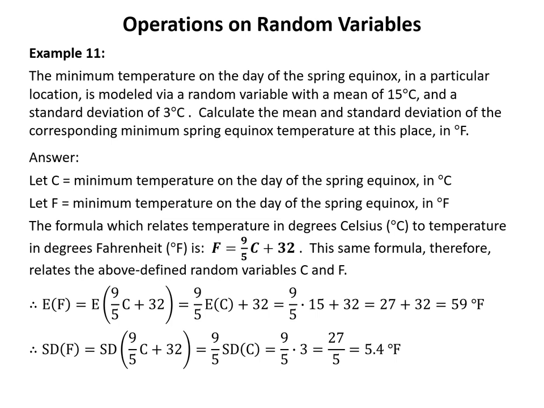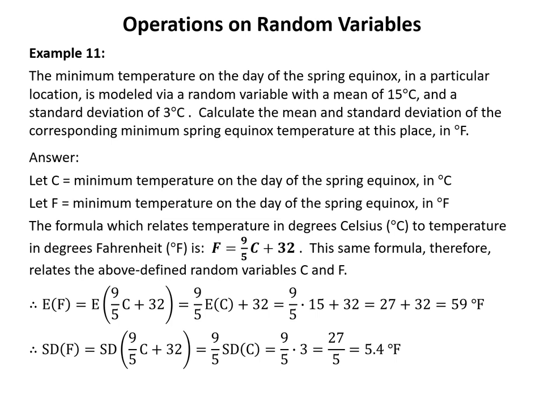In other words, the F and the C in this formula is the F and C that we've defined above. So the expected value of F would then equal the expected value of 9/5 C plus 32, which would equal 9/5 times the expected value of C plus 32, which equals 9/5 times 15 plus 32, which works out to be 27 plus 32, or 59 degrees Fahrenheit.